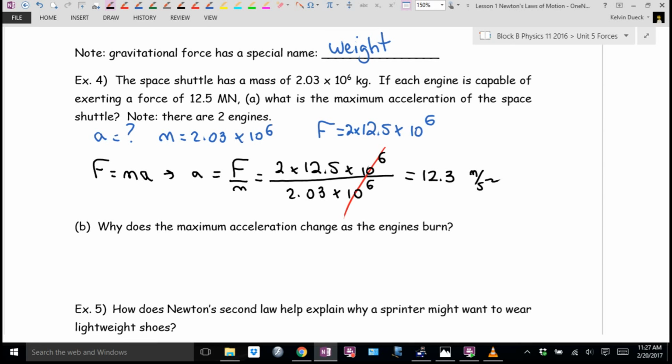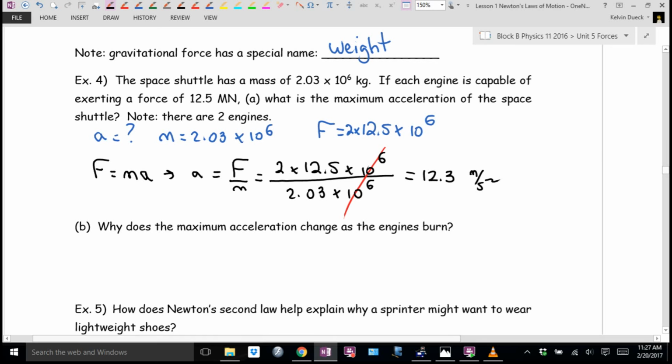How many G's is that? Divide by 9.8. How many G's is that? Wait a minute, Mr. Duick. I heard that astronauts experience like 3 G's or 4 G's or 6 G's. 1 point, huh? Are they lying?